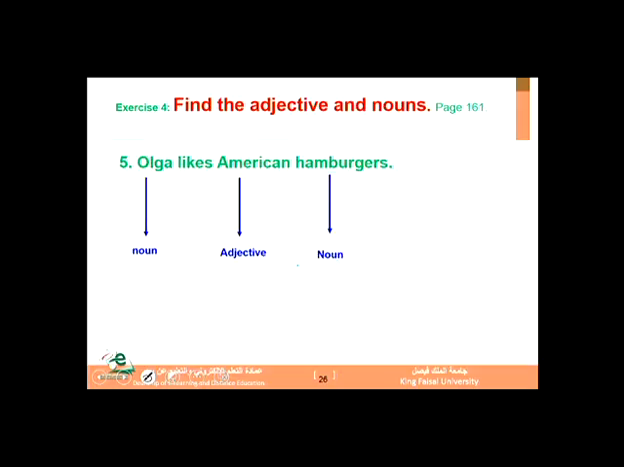Again, Olga likes American hamburger. What do we have in this sentence? We have the noun phrase American hamburger. So this is the noun, hamburger, and this is the adjective, the word American, that modifies, that describes the hamburger. Olga likes hamburger. What type of hamburger? It's American hamburger.